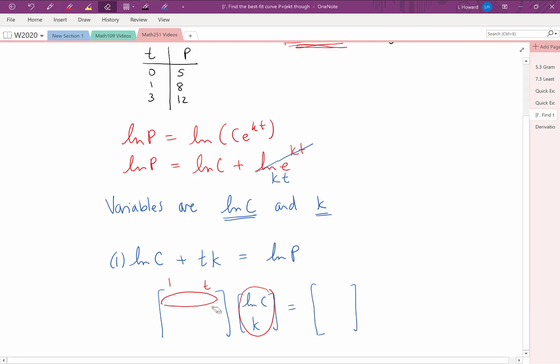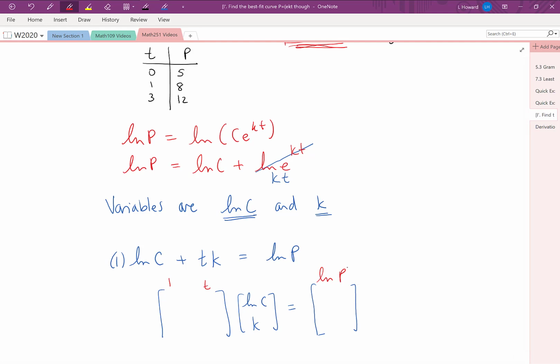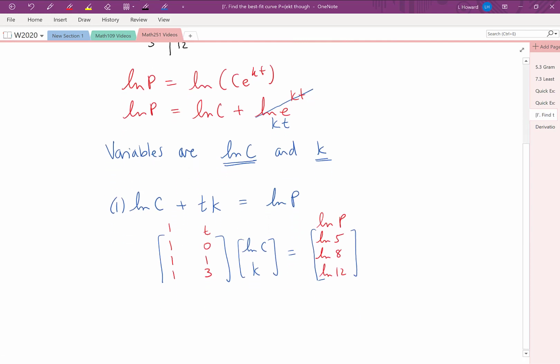Okay, so that means that we need to have 1 and T in the columns here, and then over on the right side we would have ln P. And then the number of rows in the matrix will just depend on how many data points you have. So we've got 3 data points. We're going to write just 1, 1, 1 along that first column there. In the second column, put in your T values. And on the right side here, ln of P. So we're literally just going to write things like ln 5, ln 8, ln 12. Best to keep this all exact until the end of the problem.